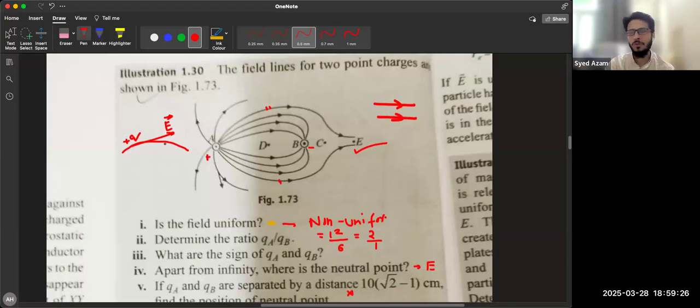So these are the type of questions that you can get, because in MCQs you're not going to draw the field line. Please note it down. It's an important question.